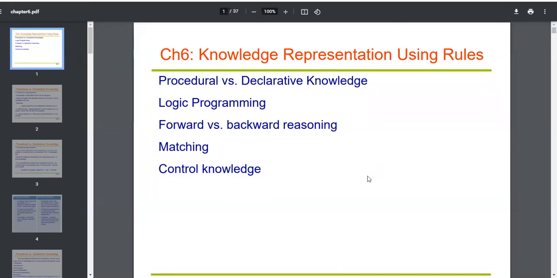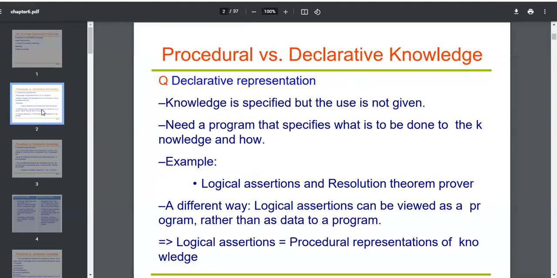Welcome back students. Today we are going to start discussing a new unit, and that is knowledge representation using rules. What we are going to discuss today is procedural versus declarative knowledge, logic programming, forward versus backward reasoning, matching and control knowledge. Now this unit contains mostly theory, and most of the things are what we have discussed in our lab turns or while we had been discussing knowledge representation, and hence we are going to discuss this using PPT today. Okay, so let us move ahead and discuss more.